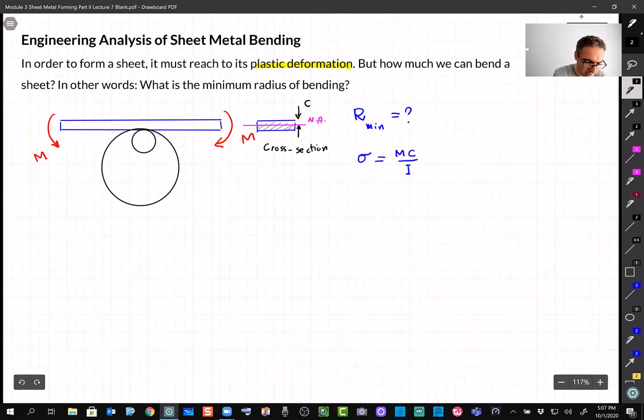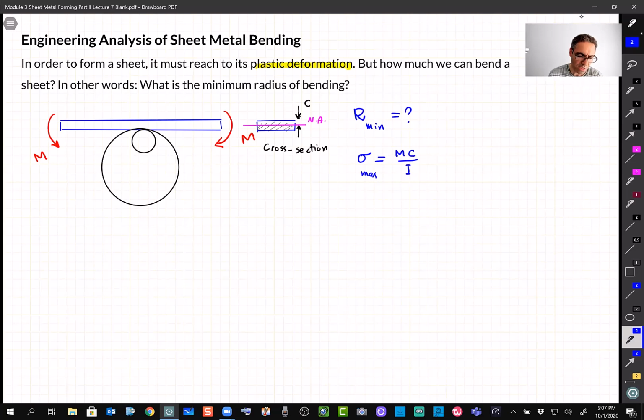So that's basically C, the distance, because we are calculating the maximum stress. The maximum stress happens either at the top layer, which is under tension, or the bottom layer, which is under compression. C is the distance between the top layer and the neutral axis, or the bottom layer, because here we have a rectangular cross section, so they are the same basically.